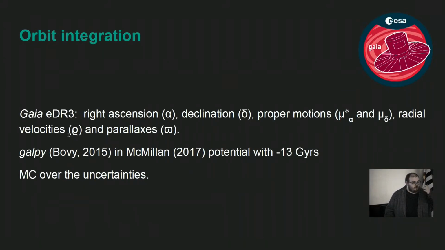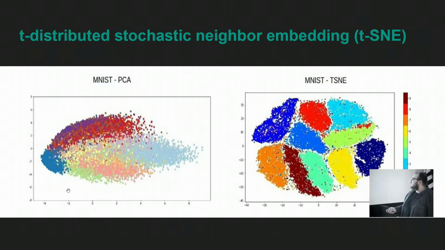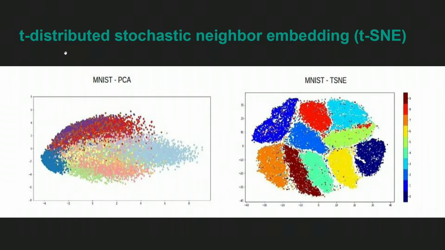And then we integrate the orbits of the stars using the finest astrometry provided by Gaia in a Milky Way-like potential, going backwards 13 billion years. And of course, I did a Monte Carlo over the uncertainties to get an idea of statistics. To separate the stars in clusters, I used two unsupervised machine learning techniques. One of them is the t-distributed stochastic neighbor embedding, here afterwards t-SNE, because it's a mouthful.